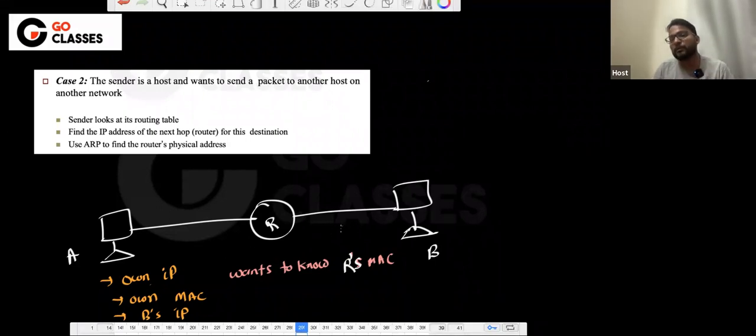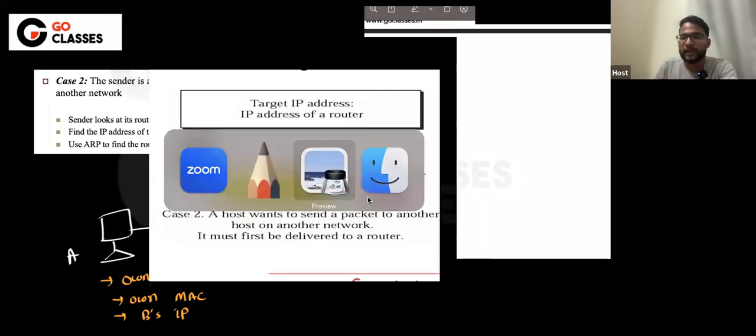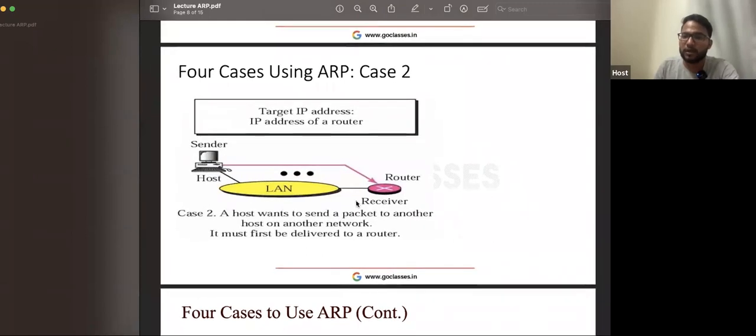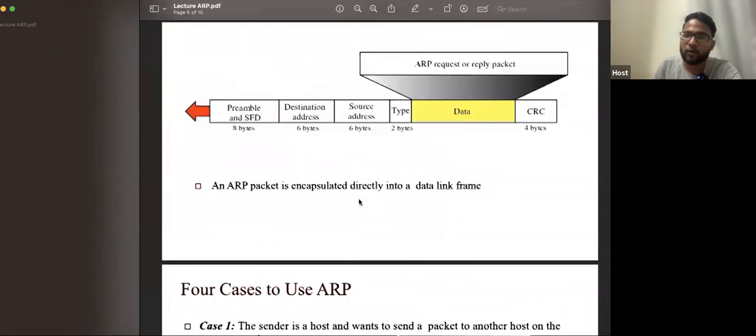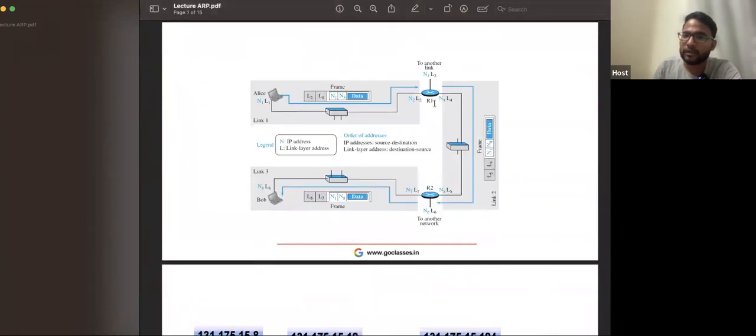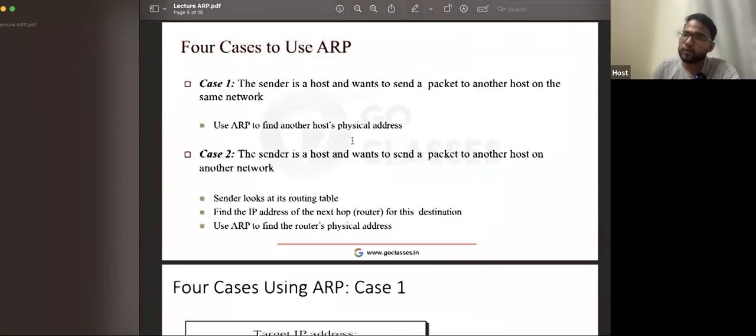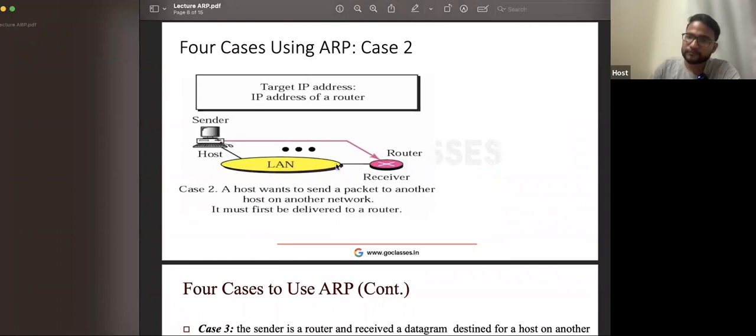Because MAC addresses keep on changing, right? If you remember in the first slide, we talked about how MAC addresses keep on changing at every hop. So this is L to L1, then again it will be L5, L4, then L7, L8. These keep on changing. So that's why you do not need the MAC address of B. You just need the MAC address of this router.